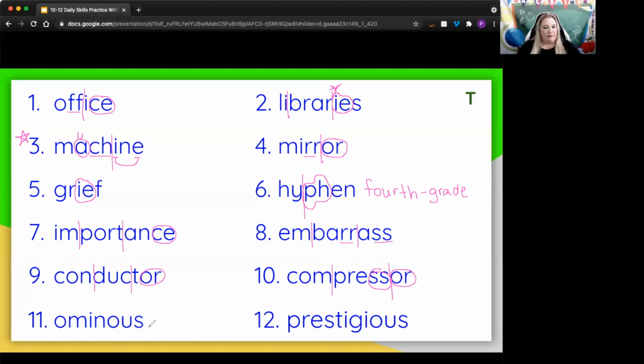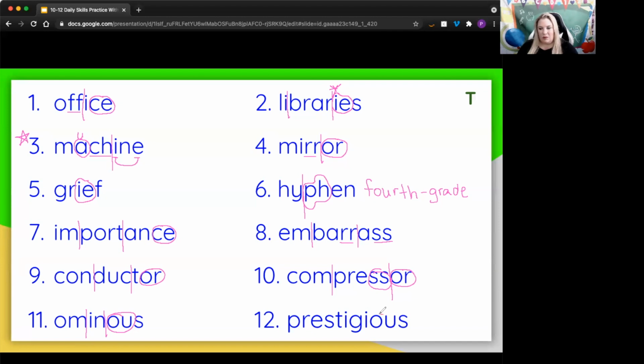In number 11, I see OU. That can be ow or ooh or o or in, us, ominous. Something that's ominous is kind of a creepy feeling. It gives you the idea that something really bad is going to happen. Ominous.